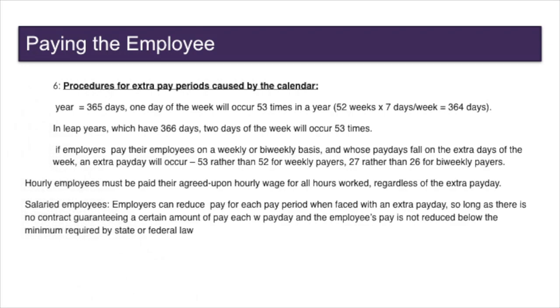This is the last slide before we start doing the review questions, and the topic is procedure for extra pay periods caused by the calendar. We all know that a year has 365 days and one day of the week will occur 53 times in a year. In leap years, which have 366 days, 2 days will occur 53 times.